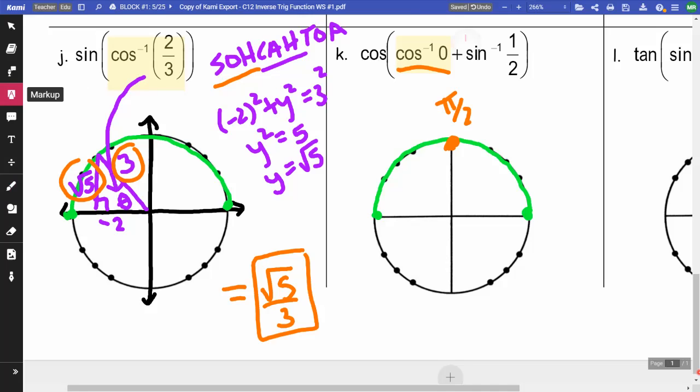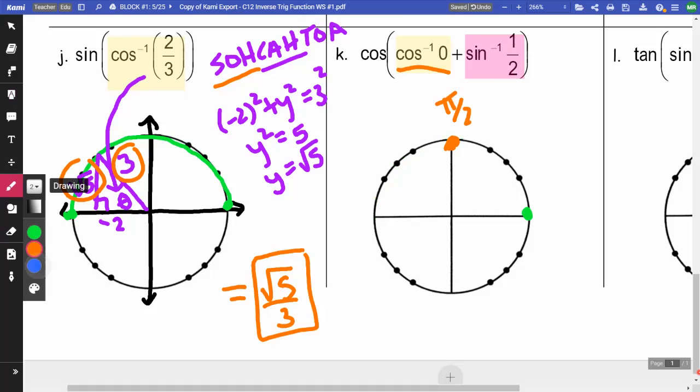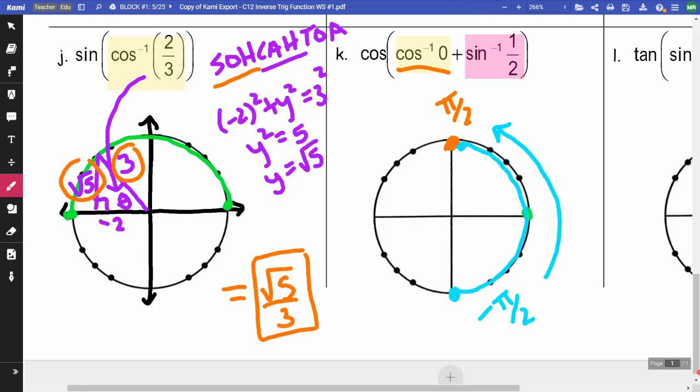So now let me look at this. And now I want my sine to be, so figure out what angle gave me a sine of 1/2. So let's see, for my sine, I'm not going to go from here to here because that's positive sine and positive sine. So that doesn't work. So I'm going to go from here to here. And remember, I'm going from negative pi halves up to positive pi halves. That's what I'm going to be dealing with.